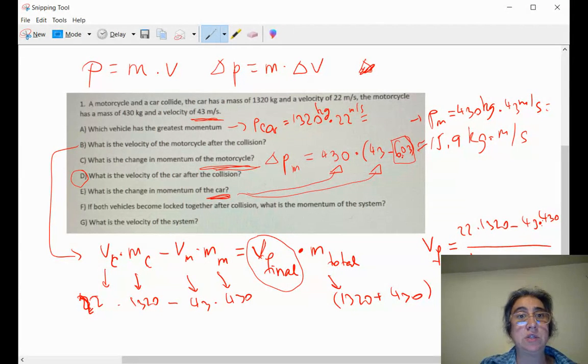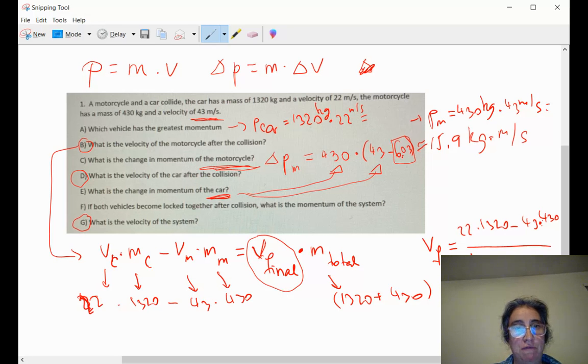So now that would answer the question for D. What is the velocity of the car after the collision? Well, that would be exactly the same as the velocity of the motorcycle after the collision. And guess what? What is the velocity of the system? Same as the car and the motorcycle, because both of them have the same velocity. So this would answer these questions.